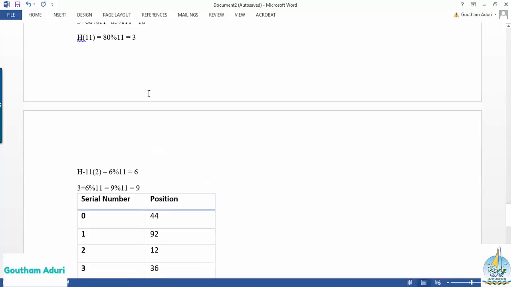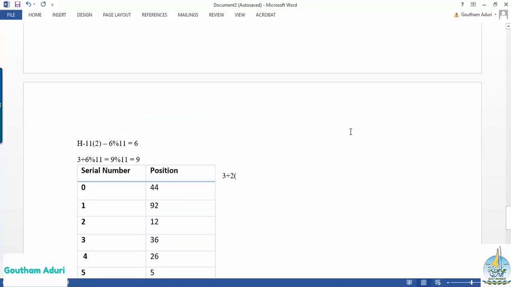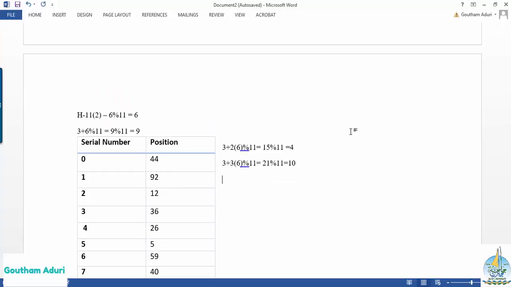h1 is 3 plus 6, 9. Then h1 plus 2 into h2, h2 is 6, so 2 into 6 is 12, plus 3 is 15 mod 11, so it's going to be 4, also getting collision. h1 plus 3 into h2, 3 into 6 mod 11, 18 plus 3 is 21 mod 11, so it's the 10th position. 10 is also getting collision. 3 plus 4 into 6, because h1 plus 4 h2, so 24 plus 3 is 27 mod 11, so it's going to be 11 2s are 22, and 5, also getting collision.